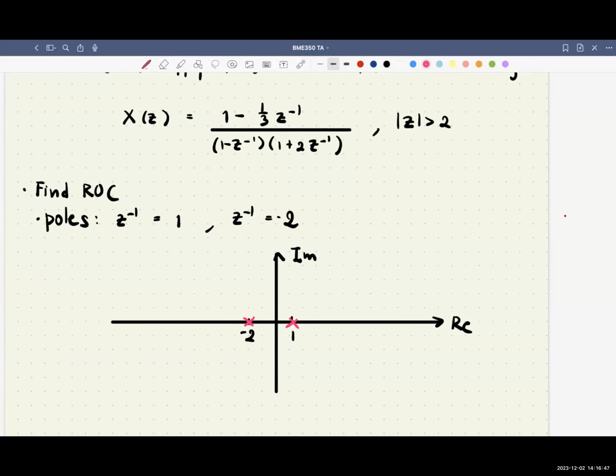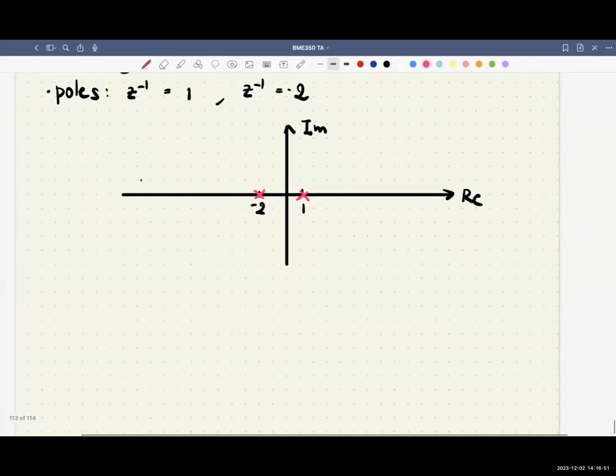And the region of convergence is going to be outside of the outermost pole, right? ROC outside of the outermost pole. Therefore, the region of convergence in this case is going to be, drawing a circle, let's say it looks like a circle, this shaded area outside of the circle. The tricky thing is that because it's the inverse, it should be -2, not 1/2. Okay, thank you for correcting that. All right, and that's for the ROC part.